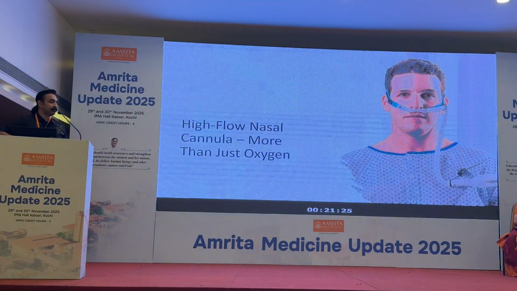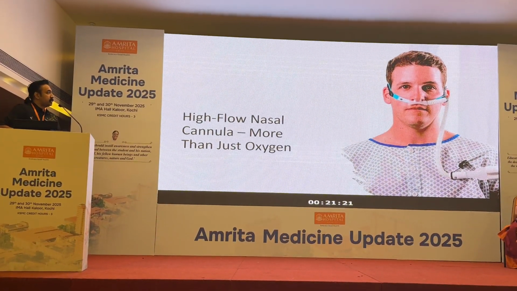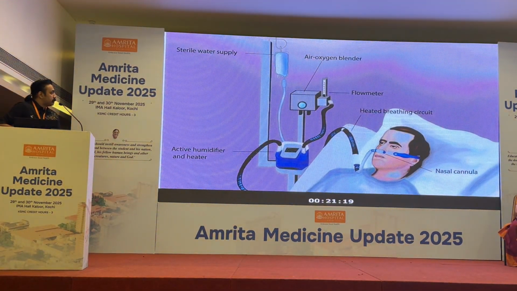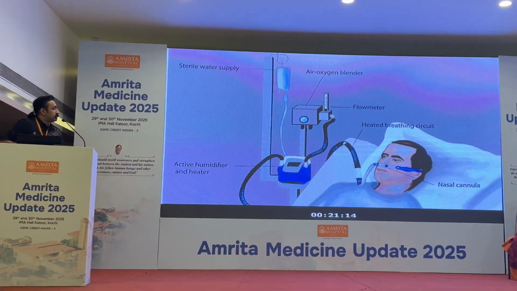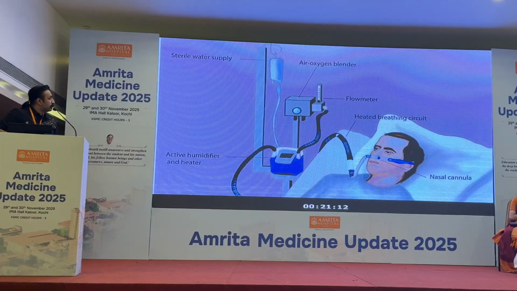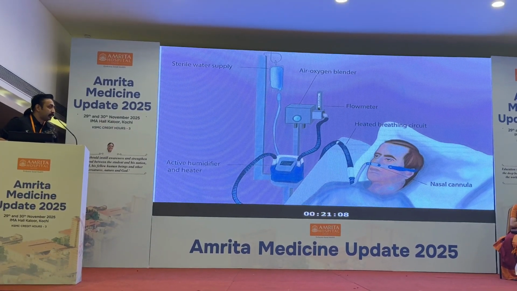Now what's this? Yeah, this is again your high flow nasal cannula, the HFNC. So these are the various parts of the HFNC. You can start with the nasal cannula. You have a heated breathing circuit, moves on to the flow meter. You have an air blender and the sterile water supply for humidification, and the active humidifier and heater.